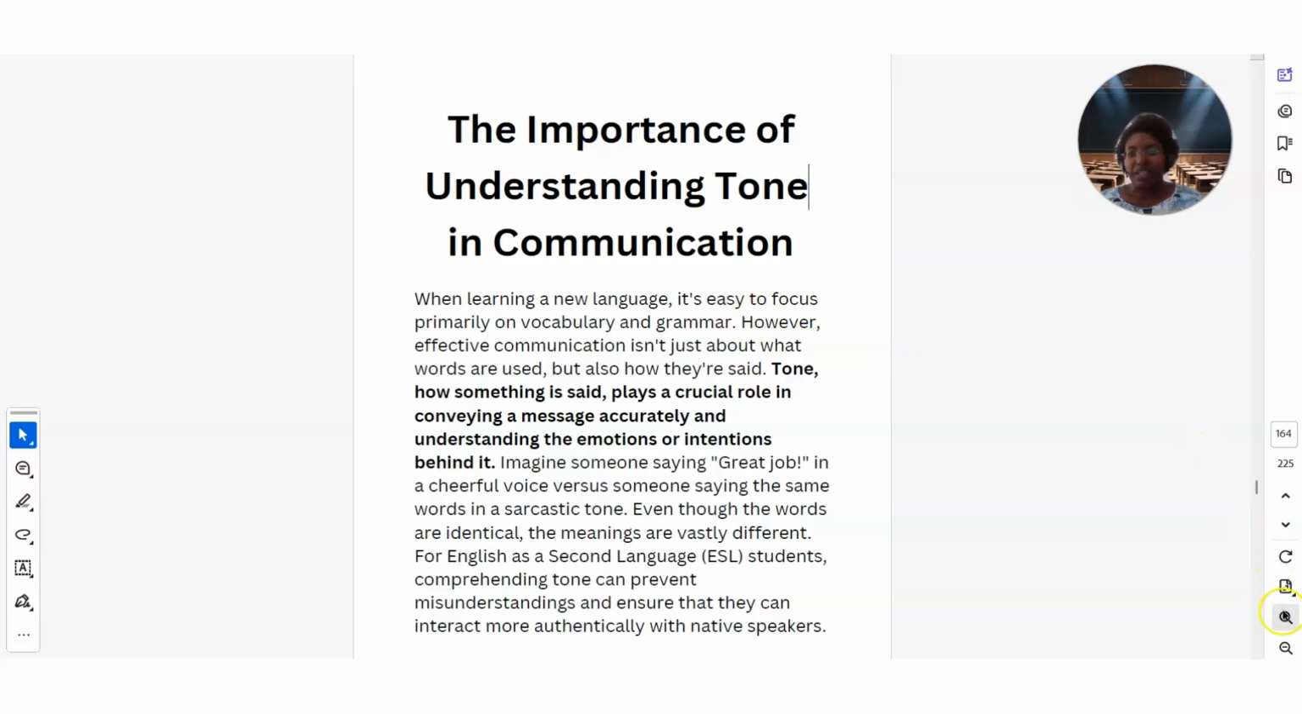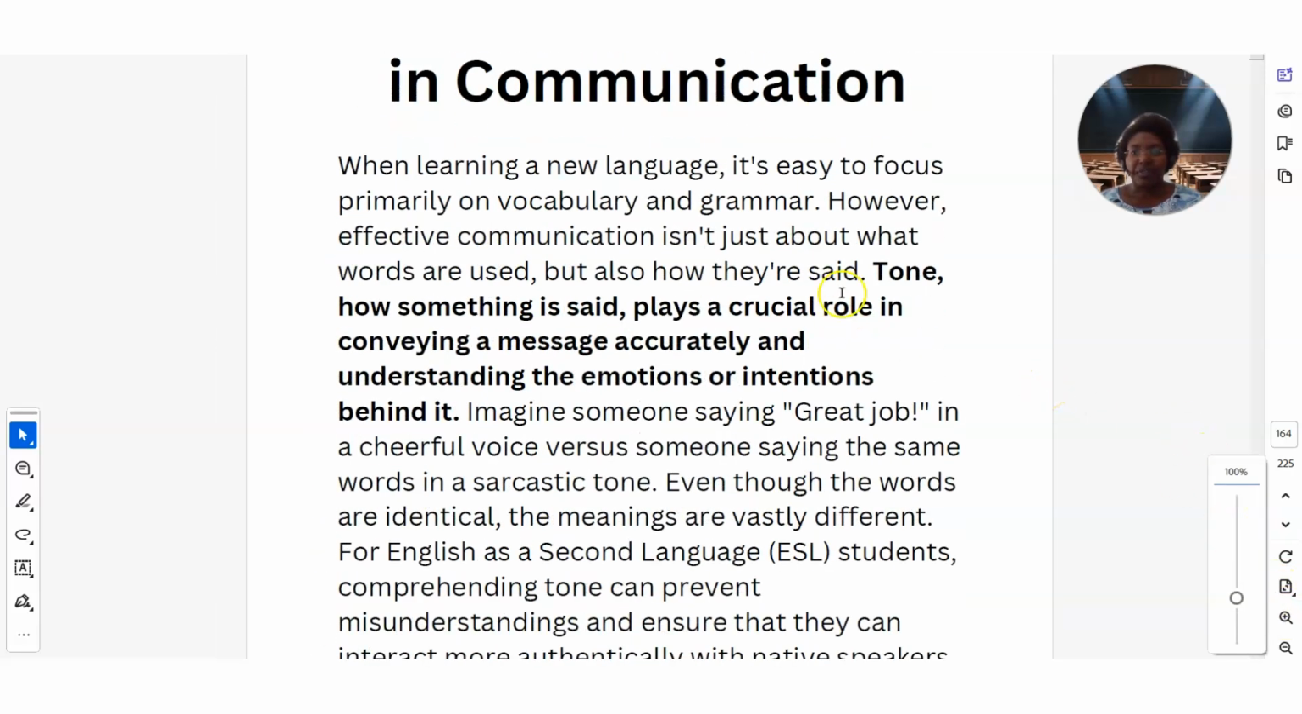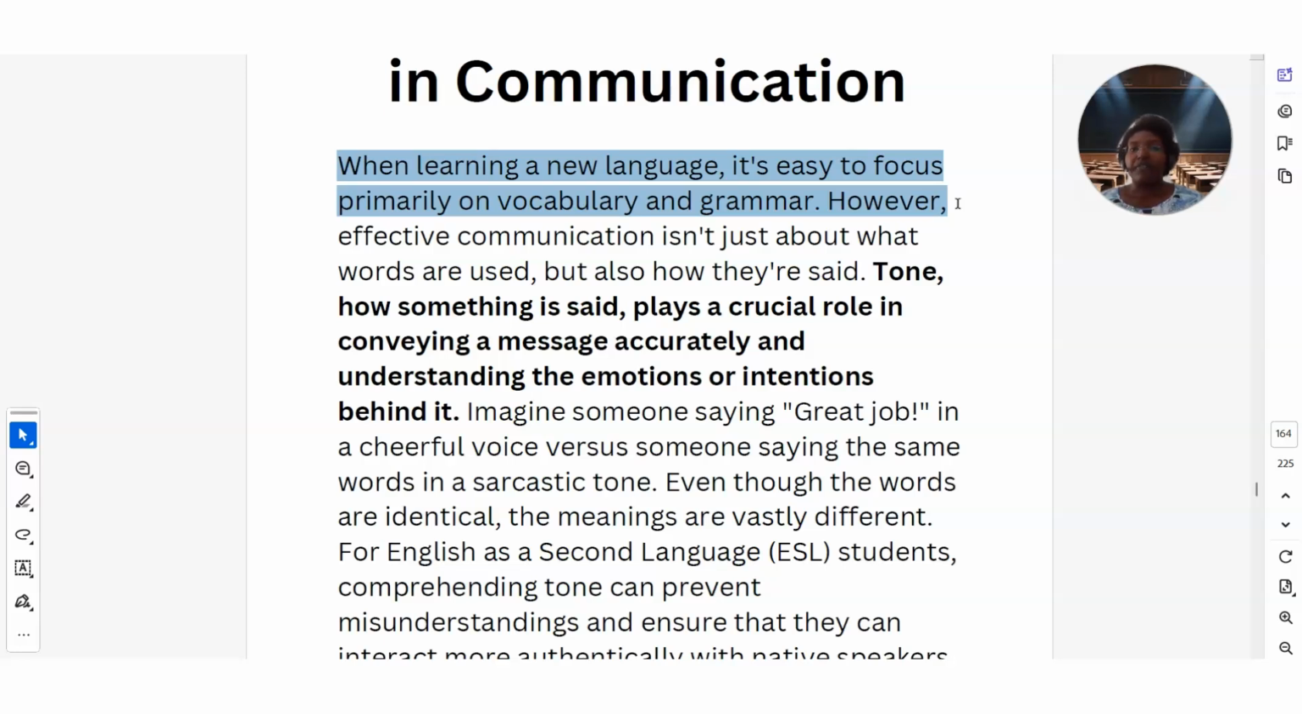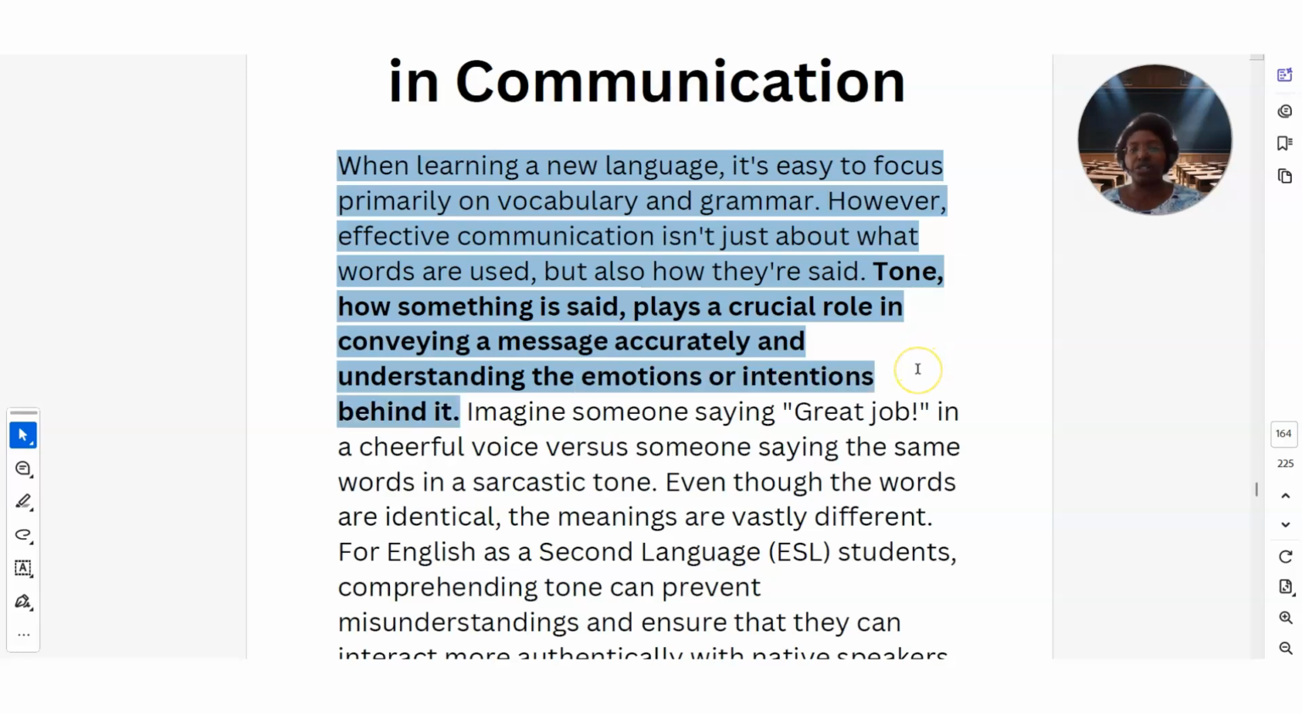Well, I'm going to read this word for word. I'll make it a little bigger so you can see. You can read it in more detail if you have a copy of the book. Let's start from here. When learning a new language, it's easy to focus primarily on vocabulary and grammar. However, effective communication isn't just about what words are used, but also how they're said. How they're said. And this is very different in different languages and cultures. So tone, how something is said, that's what tone is. How something is said plays a crucial role in conveying a message accurately and understanding the emotions or intentions behind it. There's emotions, intentions behind what we say based on how we say it.